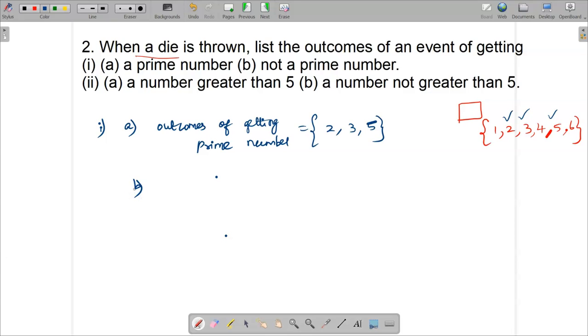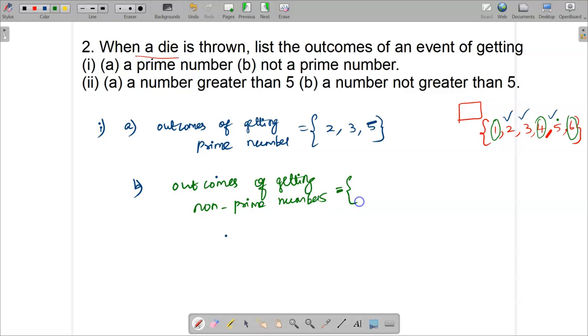And then B, not a prime number. Outcomes of getting a non-prime number. What are all the non-prime numbers? It is 1, 4 and then 6. These are all the non-prime numbers. So the outcomes of getting non-prime numbers are 1, 4, 6.